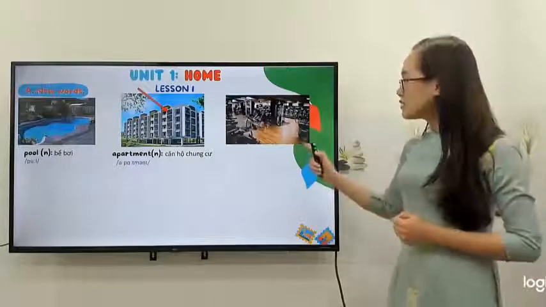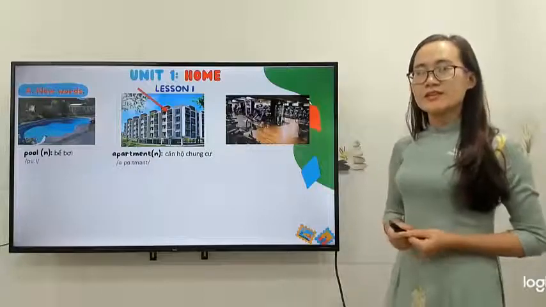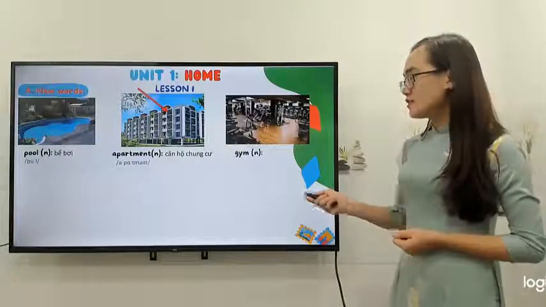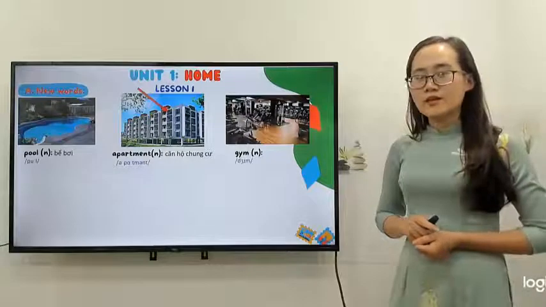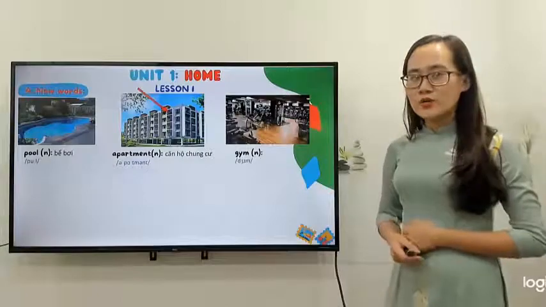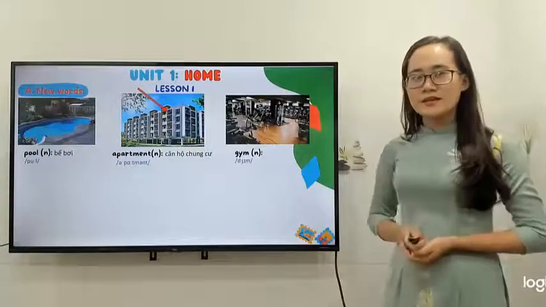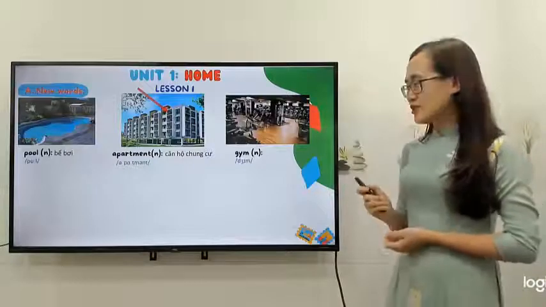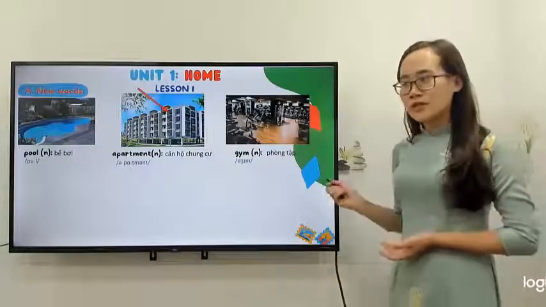And next one. What is it? We often come to this room to do morning exercise every day. And this is the gym. Gym. Chúng ta thường hay đến đây với gia đình của mình để tập thể dục, để có một cơ thể thật là khỏe mạnh. Vậy gym là gì các bạn nhỉ? Good job. Gym chính là phòng tập thể dục.